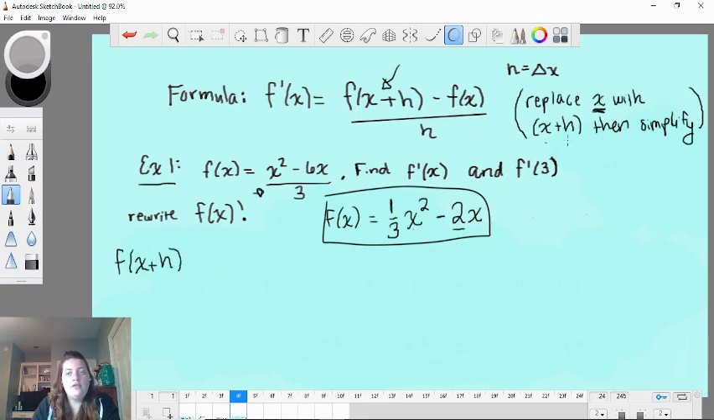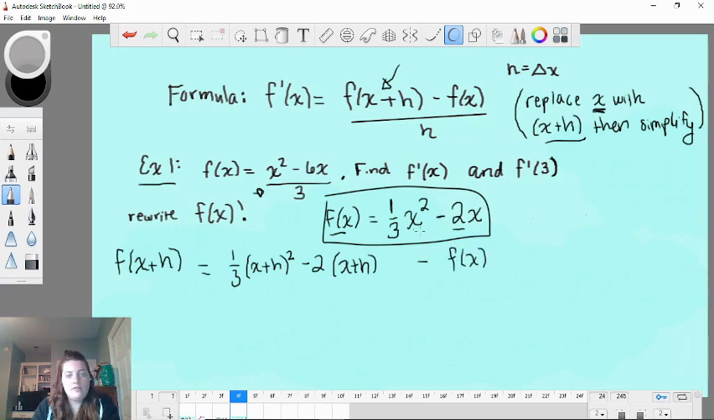Like I said here, you're just replacing x with x plus h in this f of x formula. So to do that, you would have 1/3 of (x plus h) squared minus 2, replace that x with x plus h. Okay? I'm going to go ahead and simplify this so I can get everything fleshed out in a bit. Next, it'll be minus f of x, right?